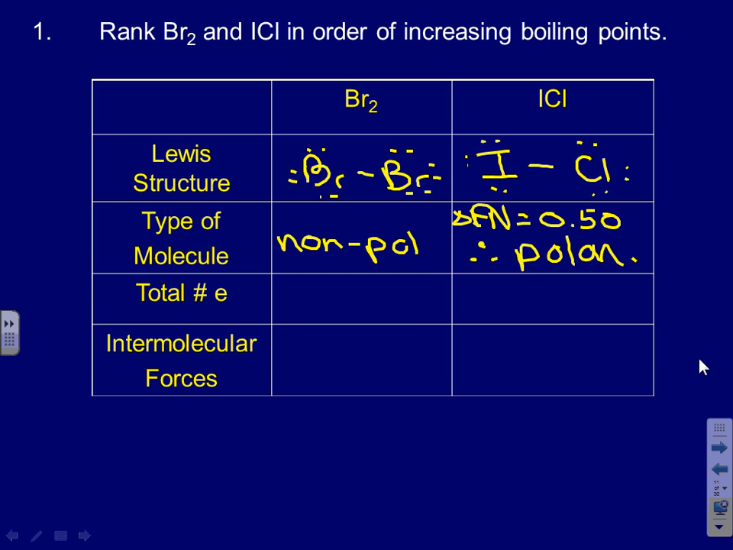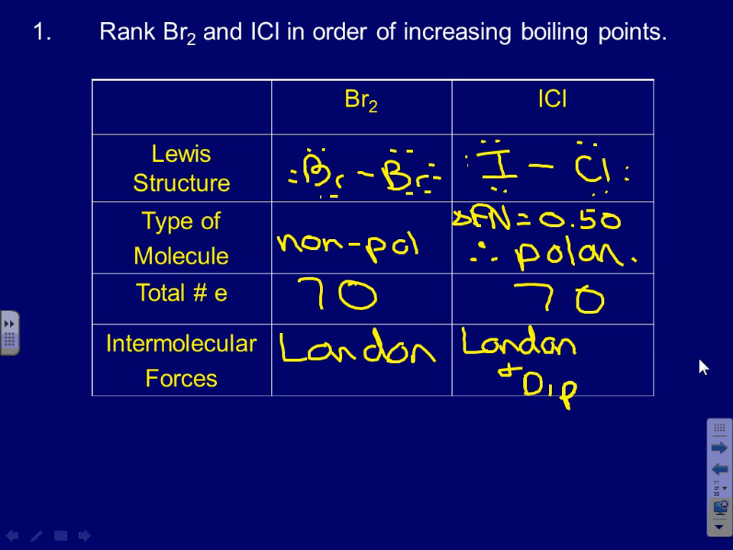So total number of electrons, what did we do? Br2 is 70, right? And I and Cl is 17 plus 53, and that also makes 70, which is handy. So in this case, the London forces are the same. So it's not London forces affecting them. What are the intermolecular forces? For Br2, just London. For ICl, it's London and dipole-dipole interaction because of the polarity.